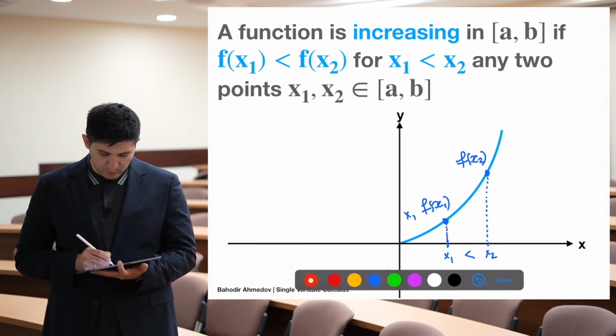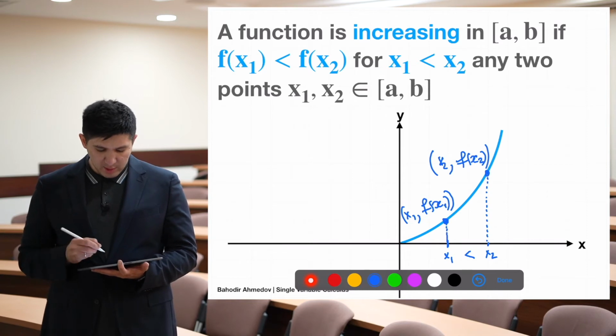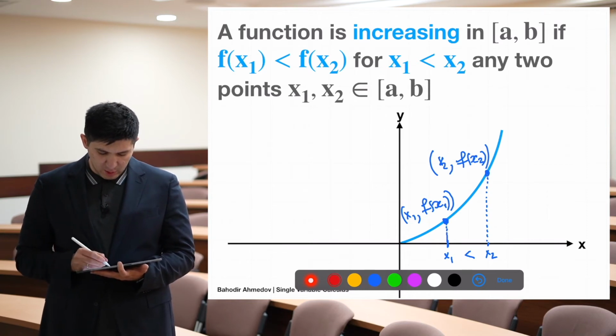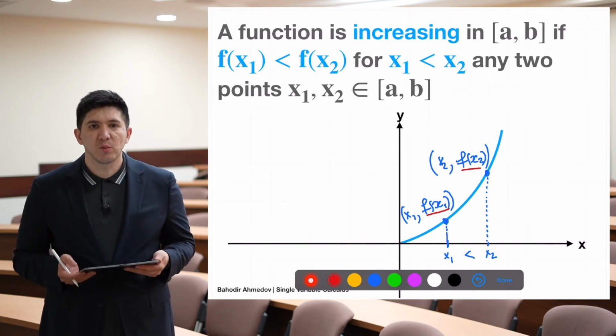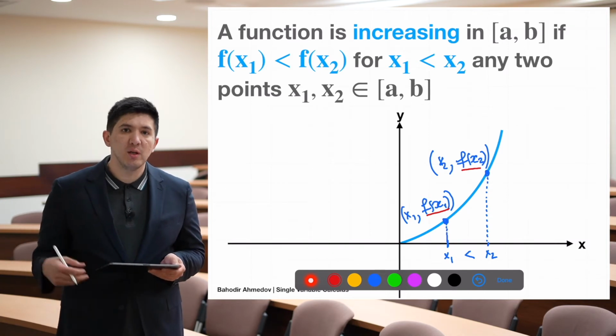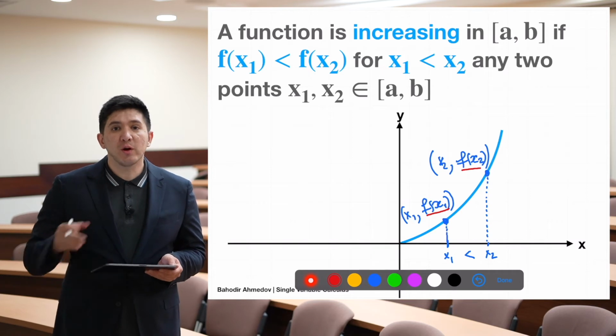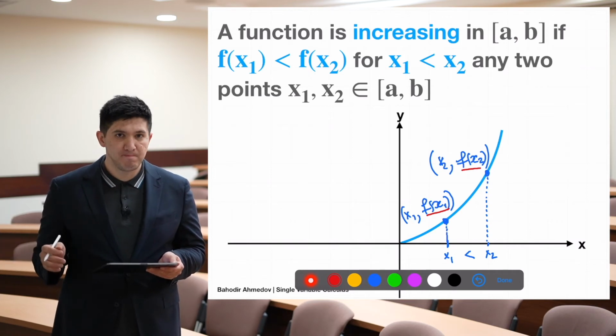So this point is x1 and f of x1. This point is x2 and f of x2. So f of x2 is bigger than f of x1, right? This is what an increasing function means by definition. And it should work for any two points, okay?